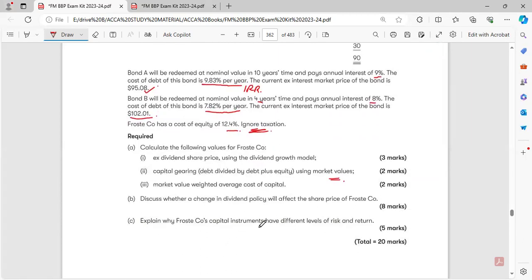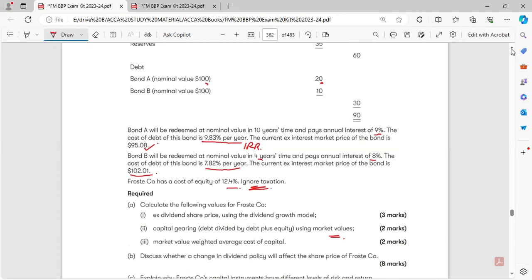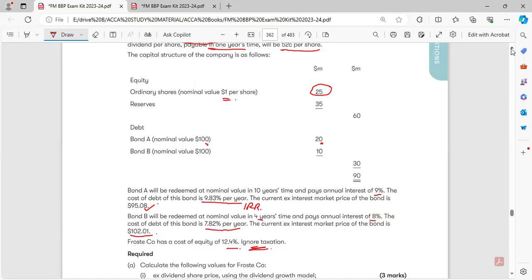Now it is expected from the company to make a balance between the dividend relevant and irrelevant shareholders, and try to satisfy the needs of both types of shareholders, especially those who are interested in receiving dividends every year. Next one is to explain why FROSTE company's capital instruments have different levels of risk and returns because of their level of investment, or we can say because of their level of security.